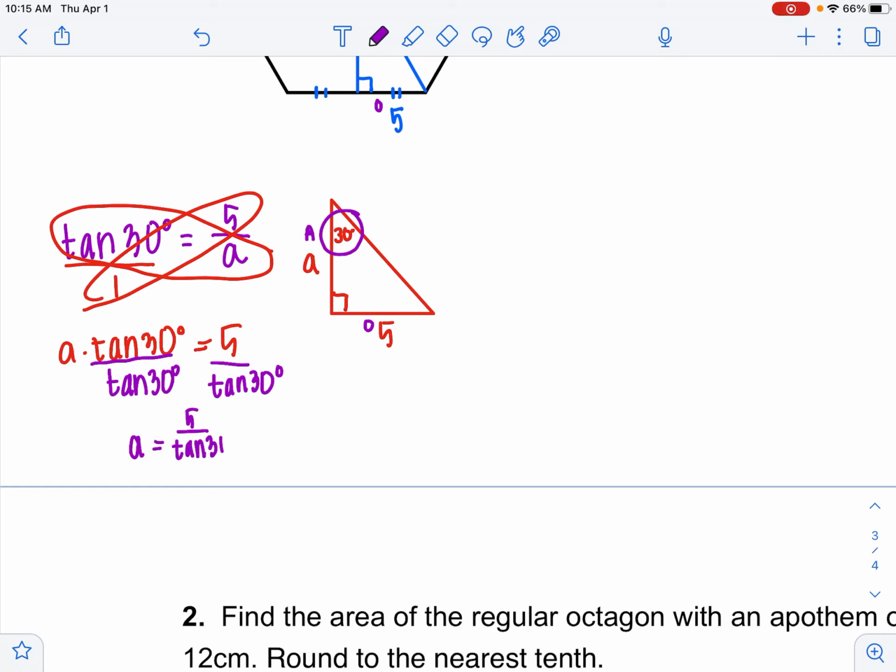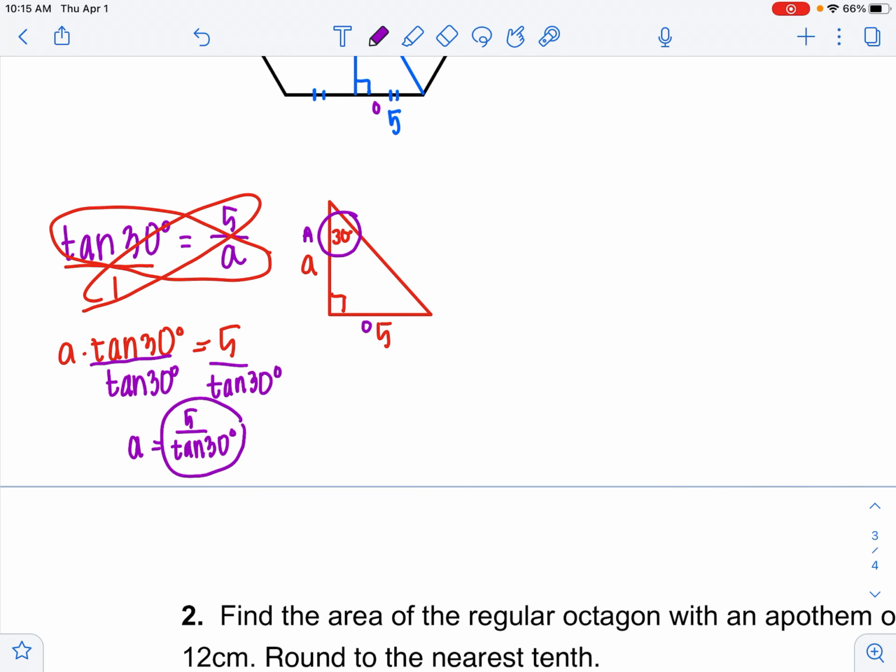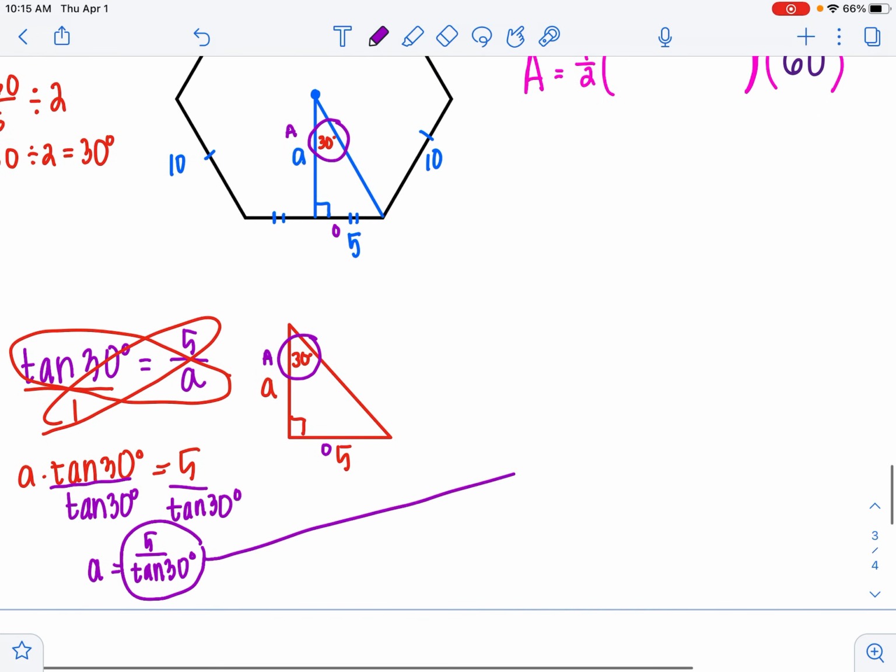Now you might be saying, but your calculator. Not yet. We're only going to round our final answer, so this is not my final answer. This is not the area. Okay, this is the apothem. So what I'm going to do now, this looks like 300, so I'm going to erase that and make it smaller, is take this and plug this in for my apothem right here.